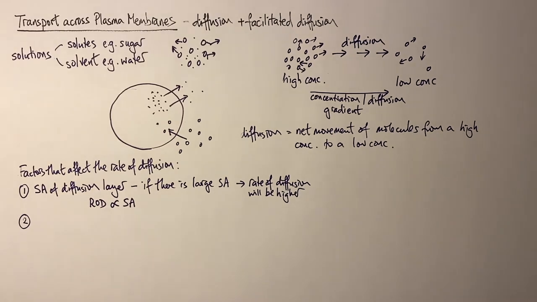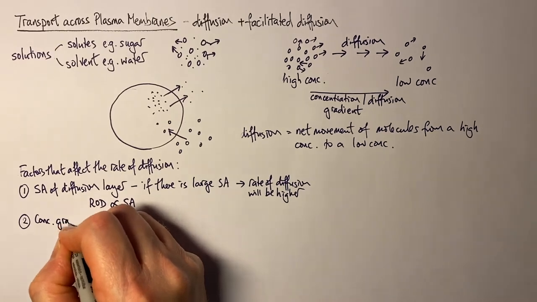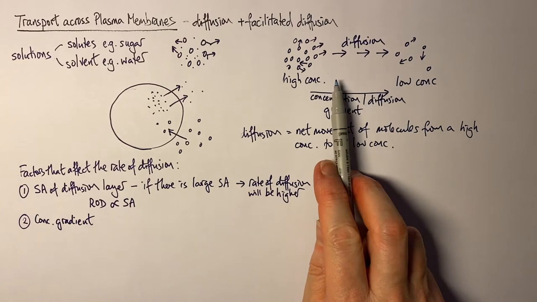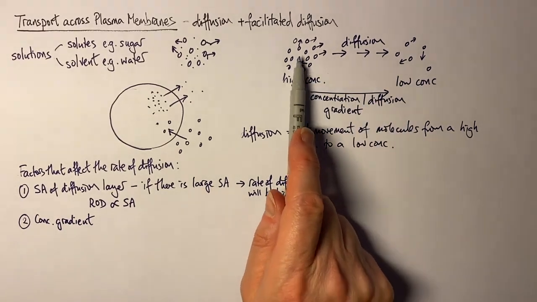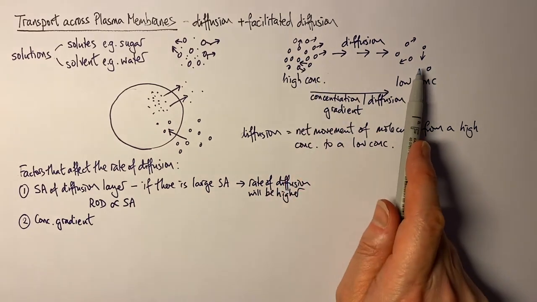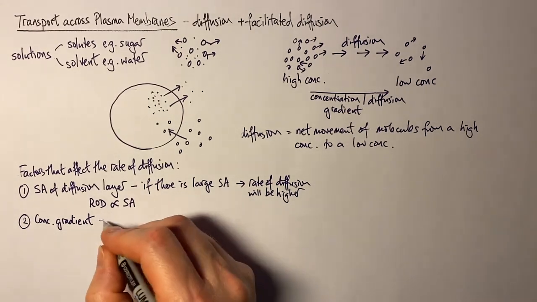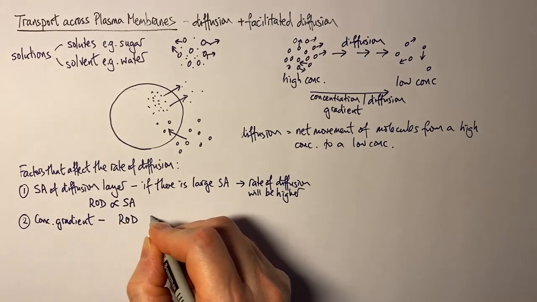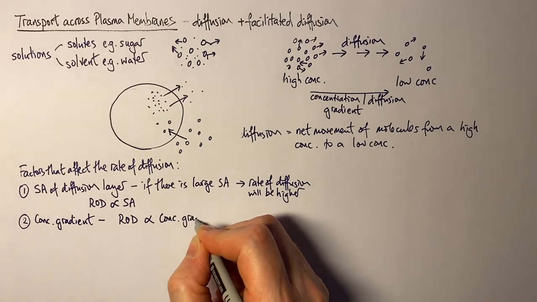The second feature is the concentration gradient, which is what we've got here. So the bigger the difference in the concentrations from where the molecules are moving from to where they're going to is called the concentration gradient. So in this case, the rate of diffusion is proportional to the concentration gradient.